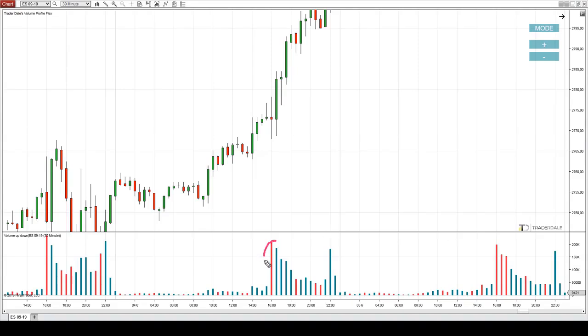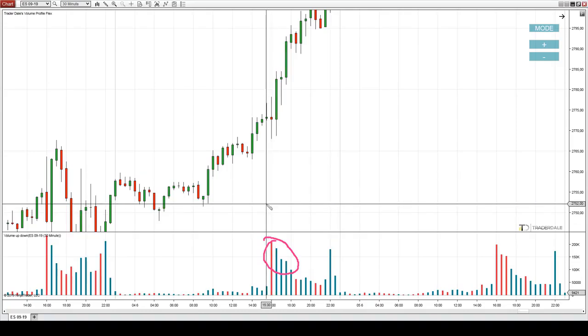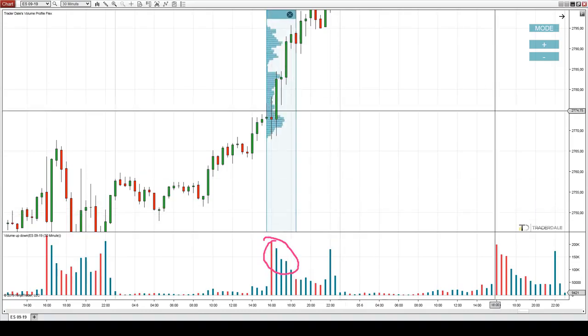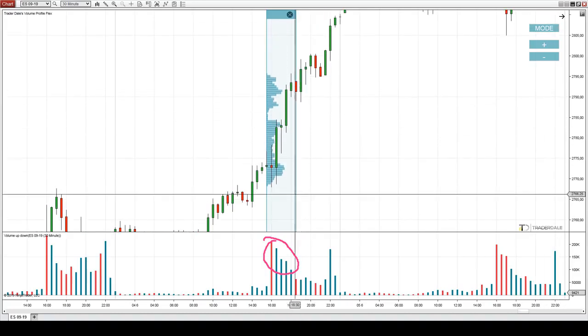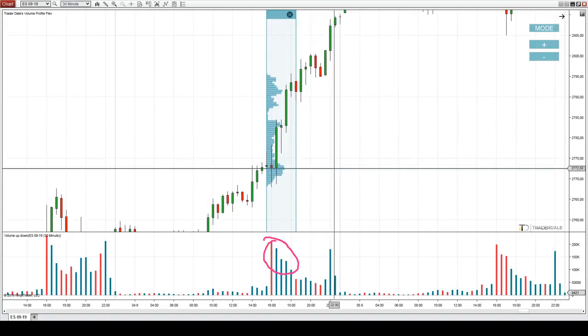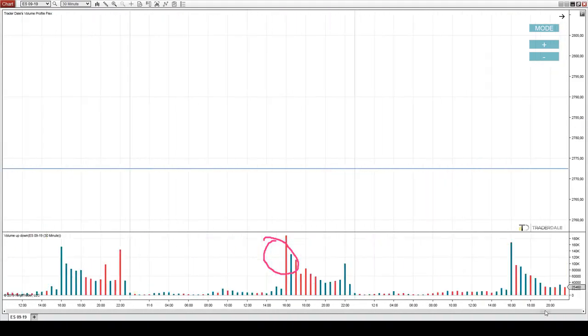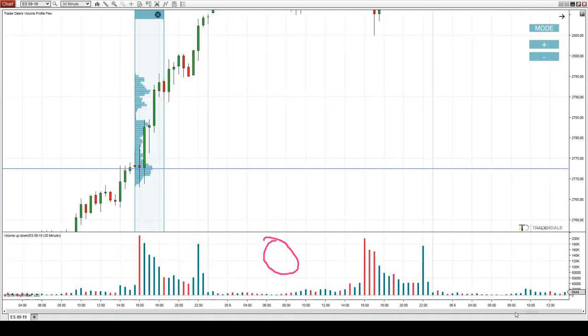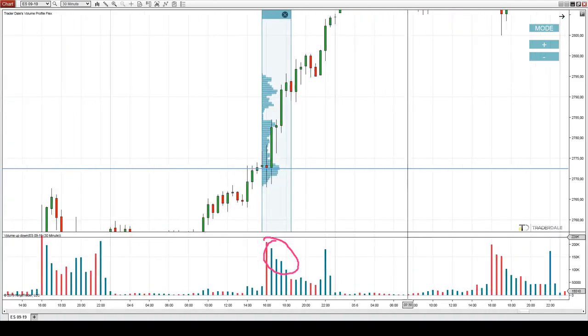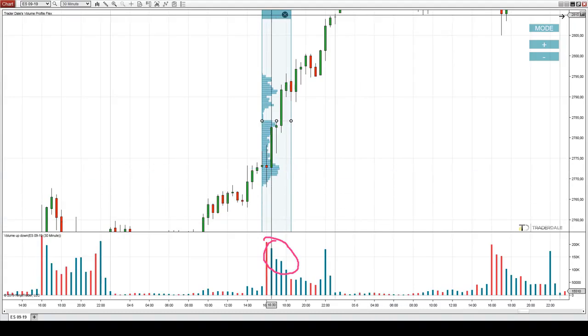Very significant volume spike is in here. Heaviest volumes being at this level. So let's have a look if there was any reaction. Now the price didn't go back to the level, so no trade there.